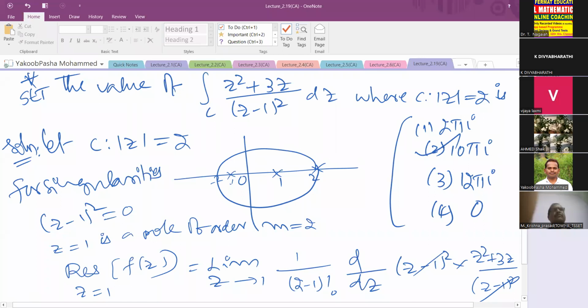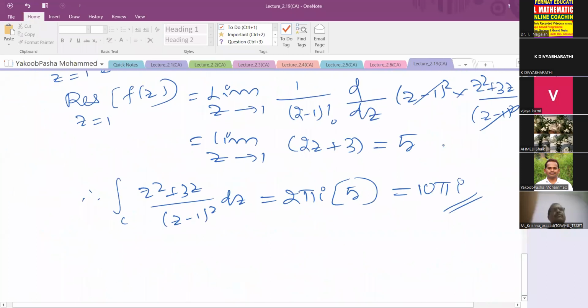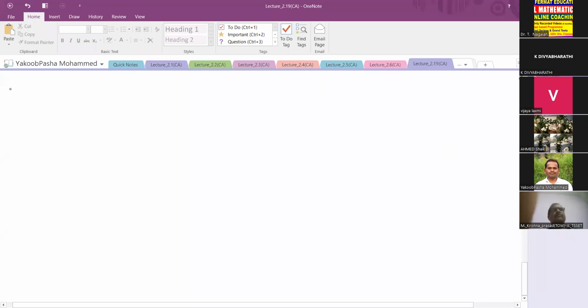Now I'm taking another problem. If f of z is equal to, it is also a set problem.